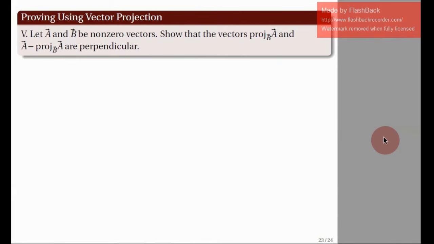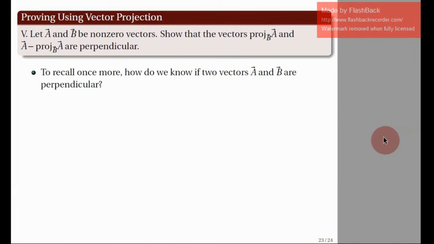And what we want to prove is that the vector projection of vector A onto vector B is perpendicular to this vector obtained by subtracting vector A with the projection of vector A onto vector B. So the concept here is two vectors being perpendicular, which is something that we've encountered earlier.